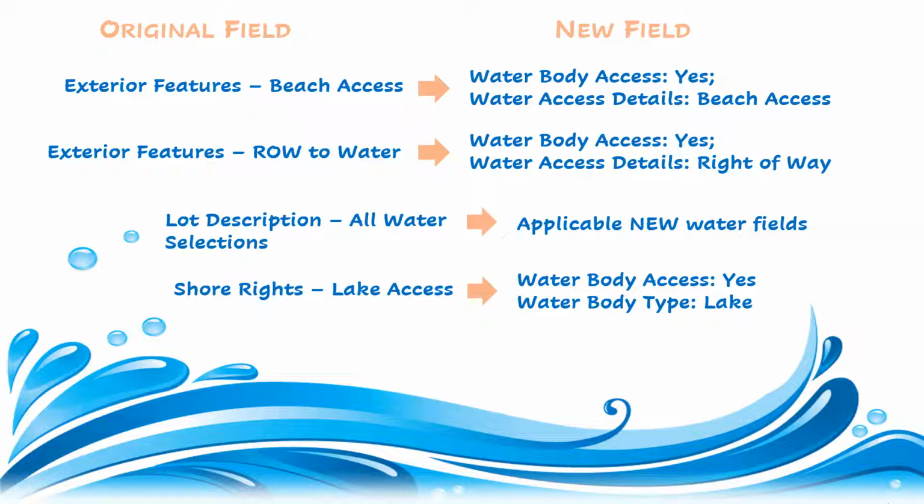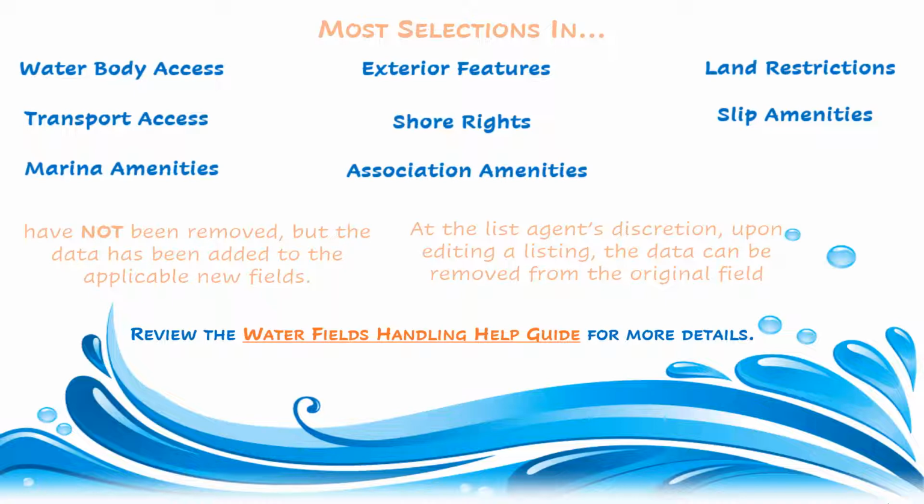When these new fields were added, the data applicable to them in current listings was added. For example, if you selected waterfront within the lot description feature, you'll now find that yes is selected in the new waterfront field. In some instances, we have copied the data to the new applicable field, but you'll find it still included in its original field.